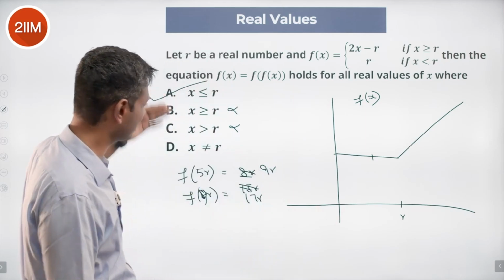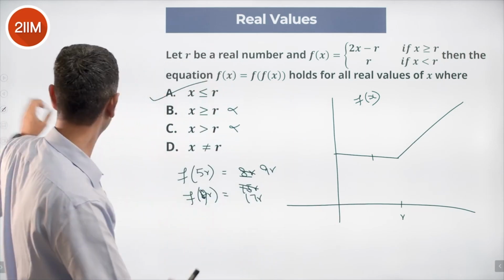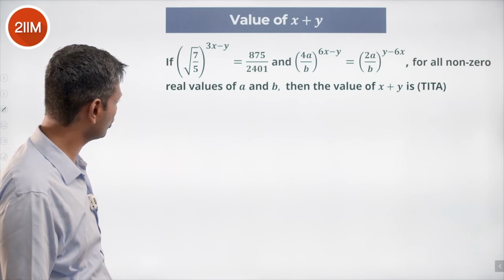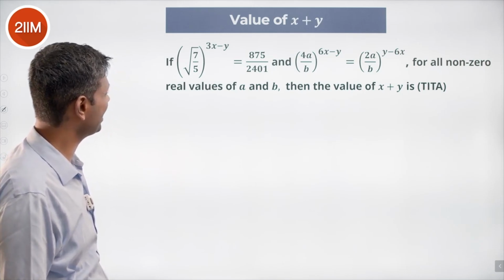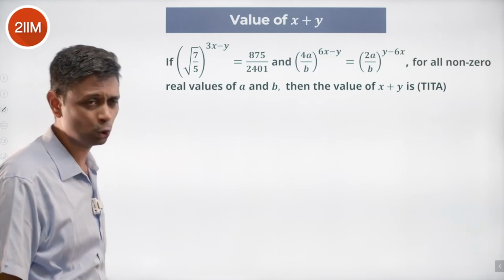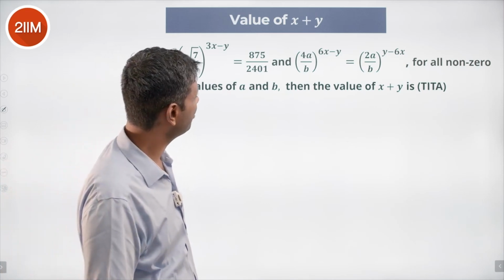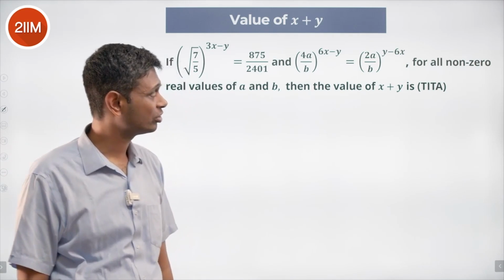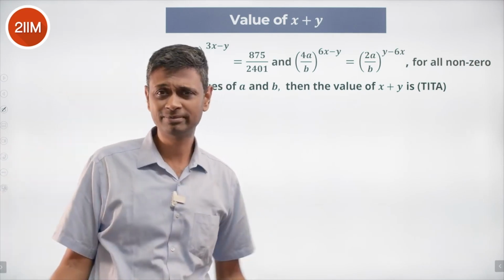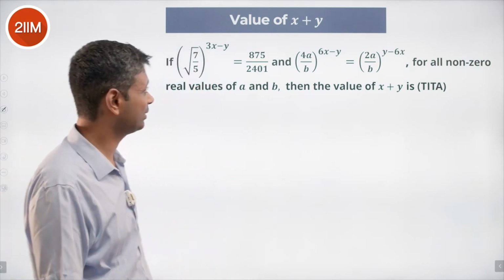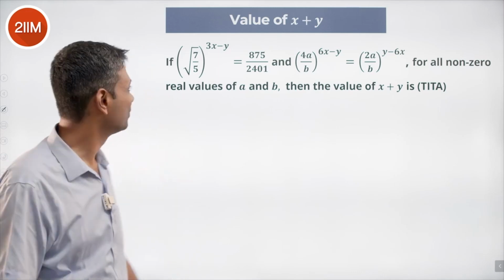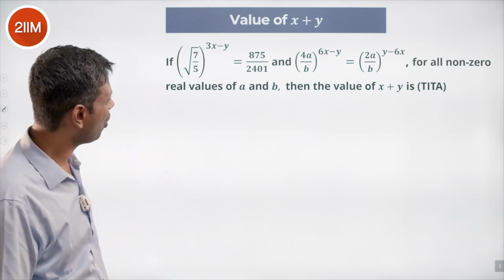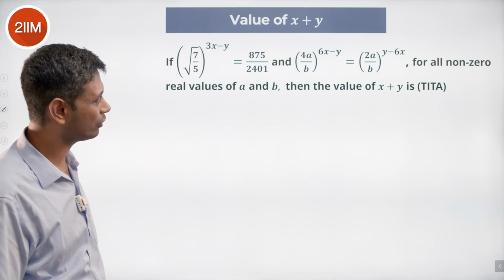Greater than r doesn't work. It starts flying away. So we come back and simplify it. The question: (√(7/5))^(3x−5) = 875/2401, and (4a/b)^(6x−y) = (2a/b)^(y−6x), for all non-zero real values of a and b. Seems like a rather tough question, but it's actually not.